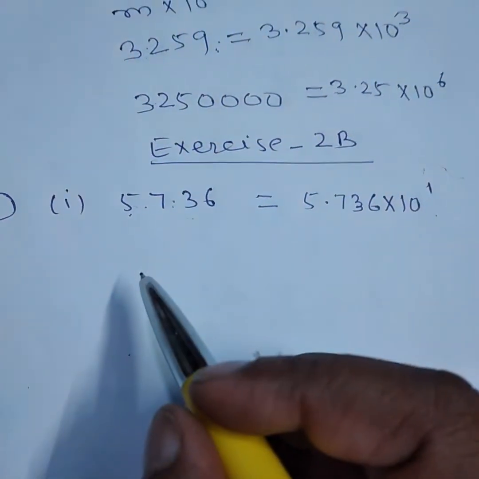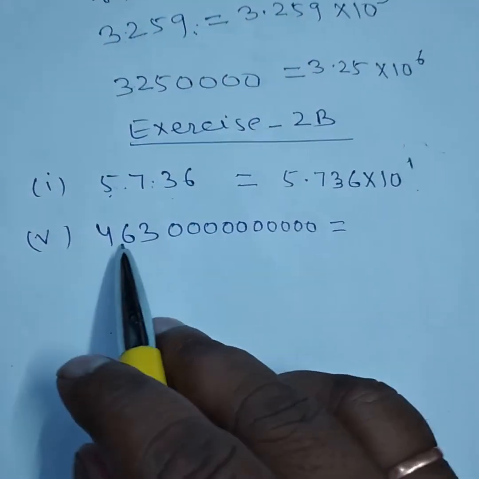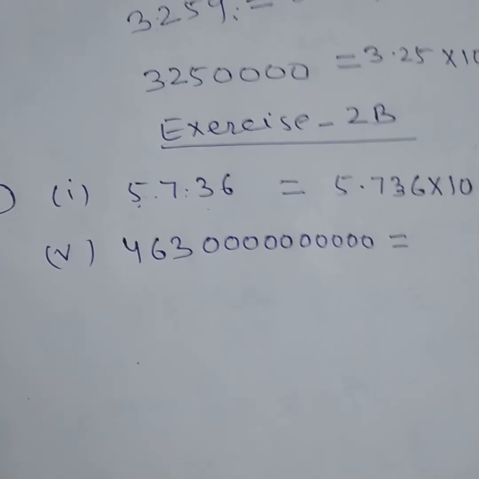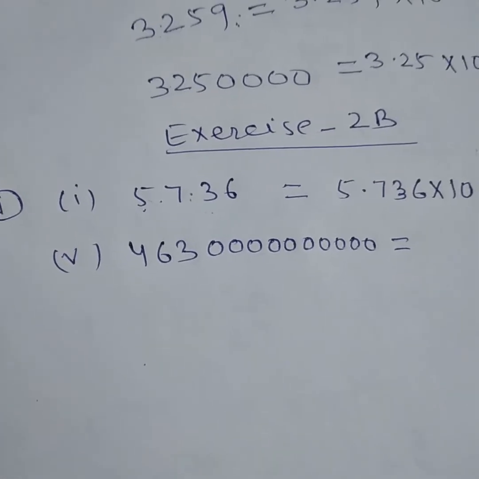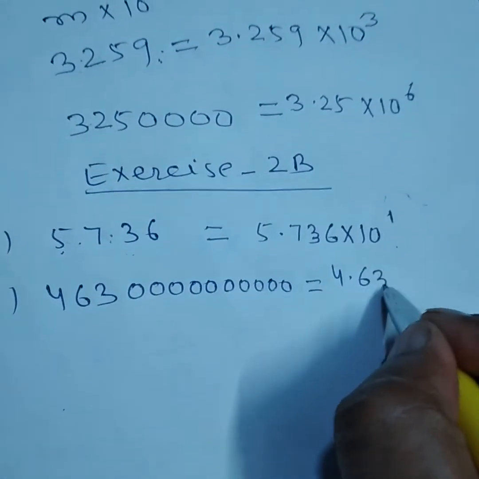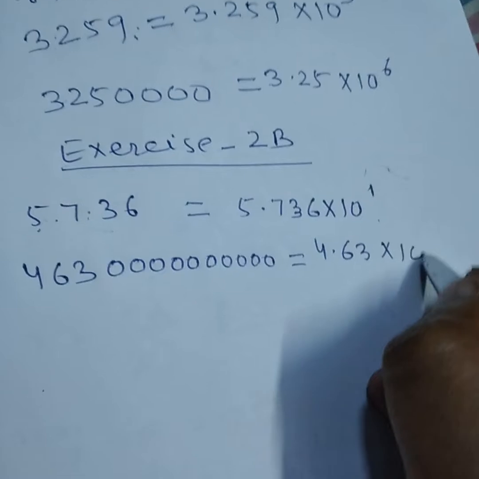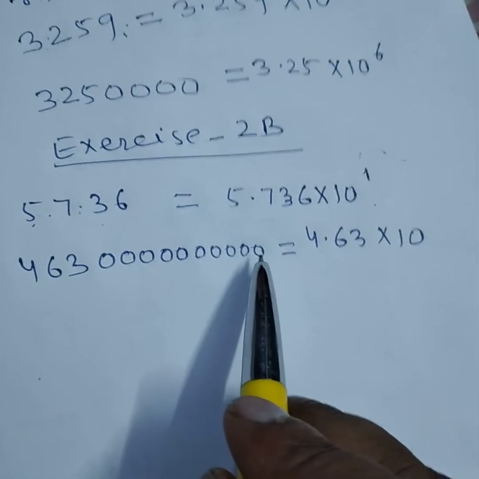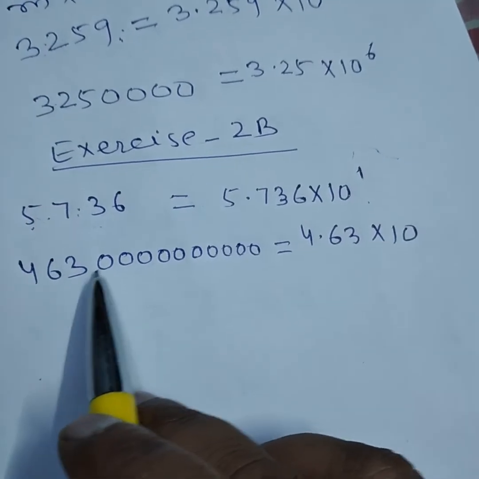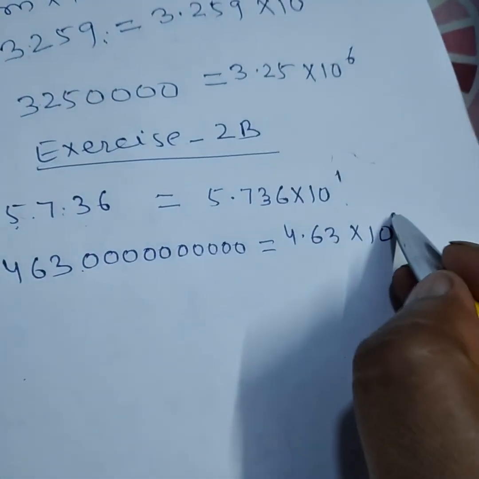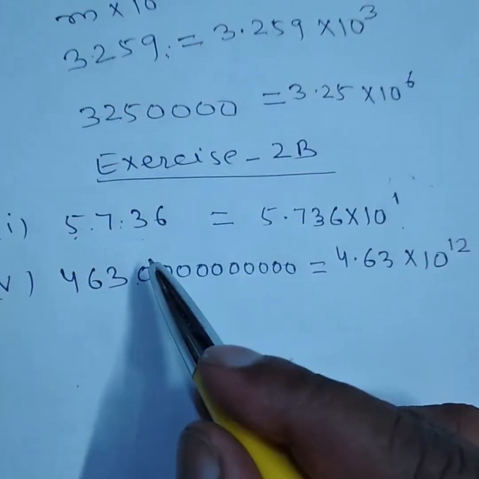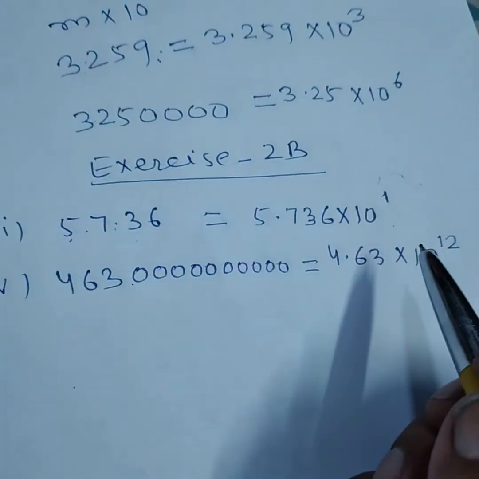One more question. This one is the question: 4.63 followed by many zeros, 4 6 3 and then ten zeros. 4.63 into 10's power what? We will count from here: 1, 2, 3, 4, 5, 6, 7, 8, 9, 10, 11, 12. So here we have to write 10's power 12. This is the method to convert the digit into standard form.